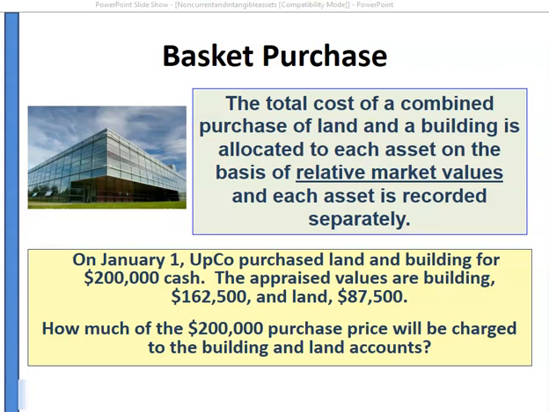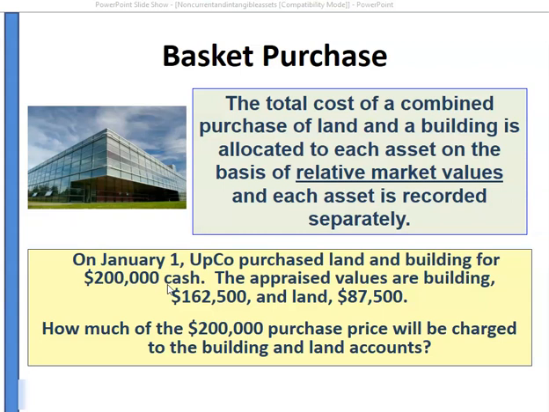So when we do this, we're going to look at two things. We're going to look at the amount that we paid, but we're also going to allocate based on relative market values. So it says here on January the 1st, this company, Upco, purchased land and building for $200,000 cash. All right, so that's what they paid for it, for these two items, the land and the building.